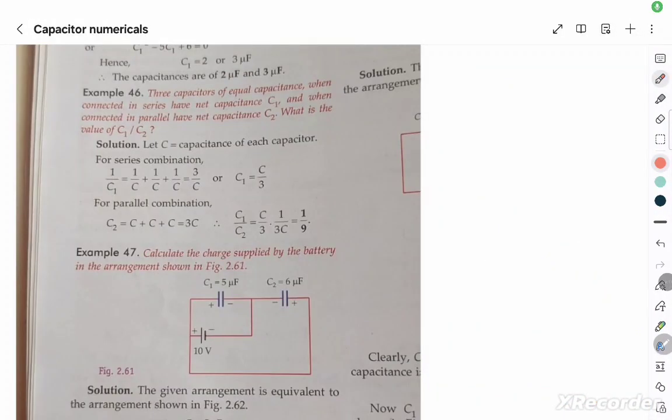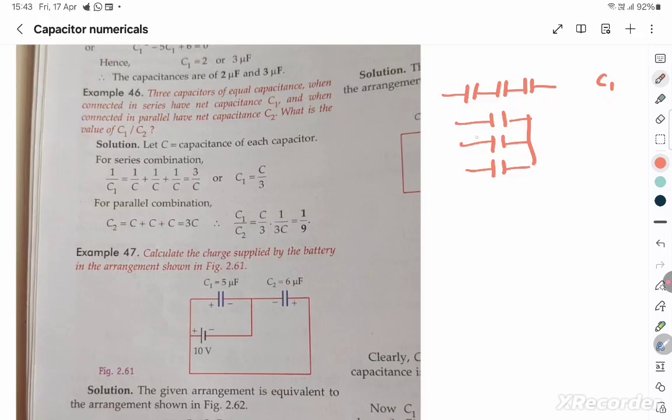Sum number 46. Three capacitors of equal capacitance connected in series have a net capacitance of C1. When they are connected in parallel, it is C2. What is C1 by C2? You know this is series. So three capacitors of equal capacitance, they're all C, C, C. This is also C, C, C.